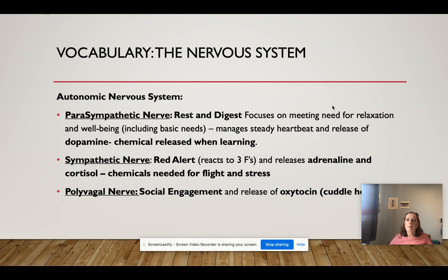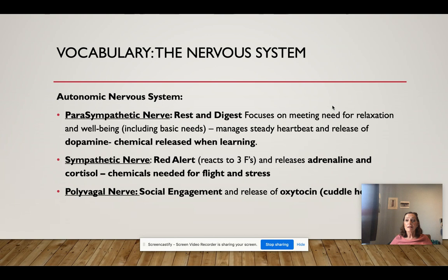And then the polyvagal nerve is a really important one, and that is the social engagement. We're social beings, and when we're in a situation with others and it's comfortable and safe, we're releasing the oxytocin, which is also known as the cuddle hormone.